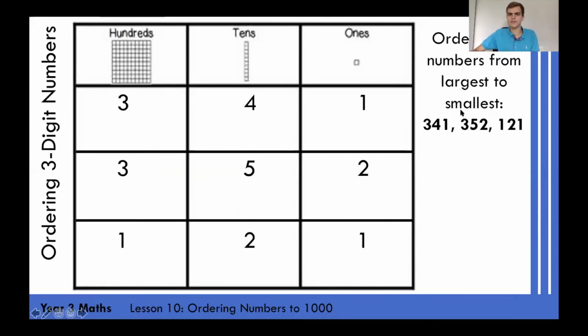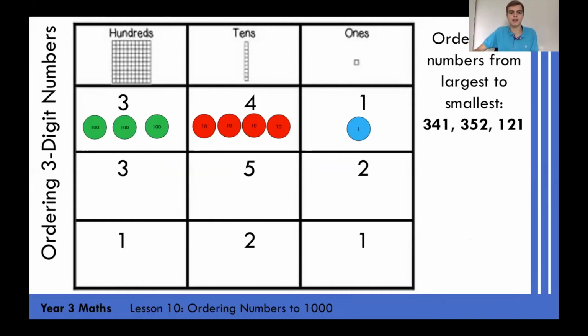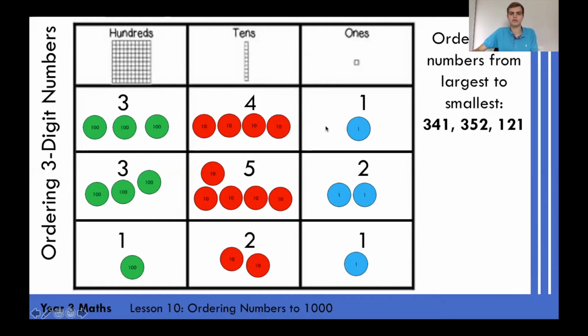Let's have a look at these then. So let's have another example. Order these numbers this time from largest to smallest. So this is descending order because we're going to start with the largest one and go down to the smallest one. And I'm going to make them out of place value counters again. 341, 300s, 4 10s, 1 1. 352, 300s, 5 10s, 2 1s, and 121, 100, 2 10s, and 1 1.